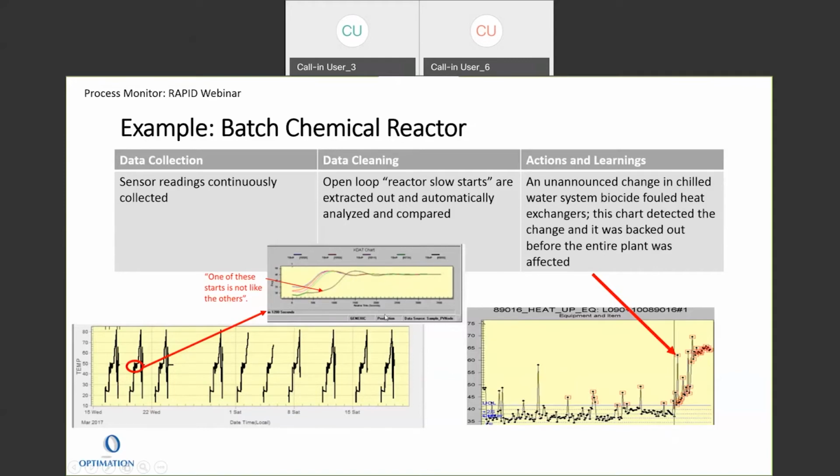What we found that happened on this is there's a biofilm that was starting to build up on the surface of this reactor. It was a jacketed reactor. And the biofilm was making it so it took longer for the contents to heat up. And ultimately that correlated with problems that they were having in the products later on.